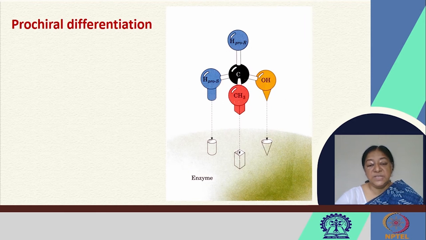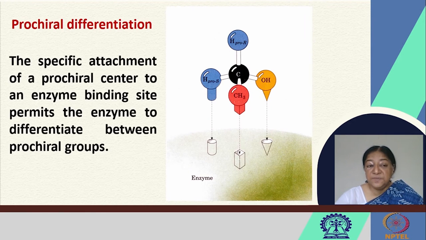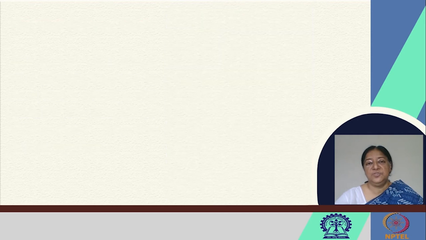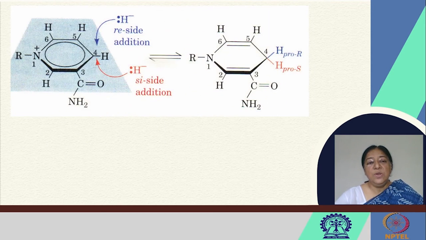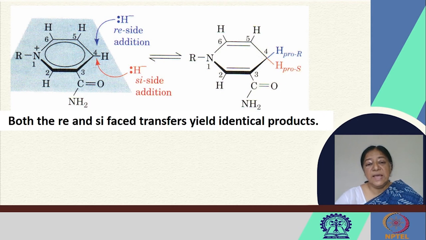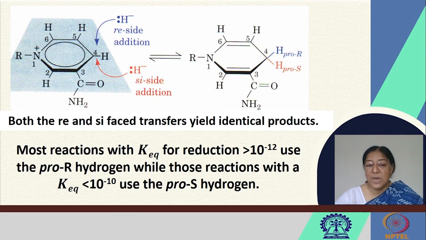So there is a differentiation by the enzymes, and the specific attachment of a prochiral center to the enzyme binding site permits the enzyme to differentiate between prochiral groups. So we understand the specificity of the enzyme and how important it is to get the specific chirality or the specific configuration of the molecule of interest. When we look at the side additions from the two different sides, in this case we get identical products where we have a pro-R and a pro-S.